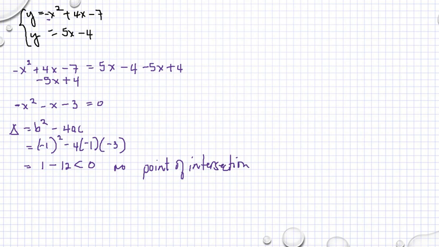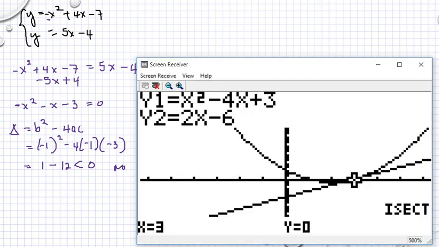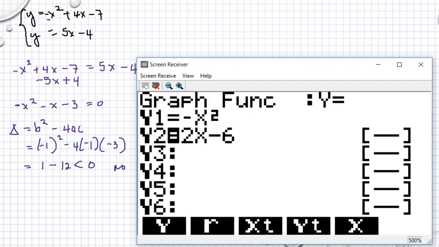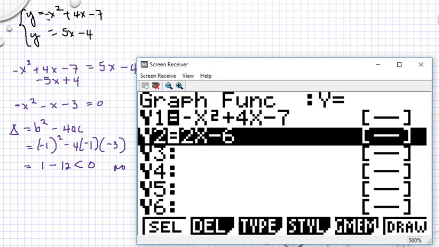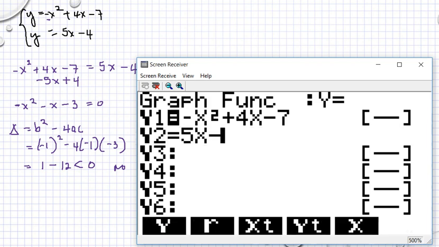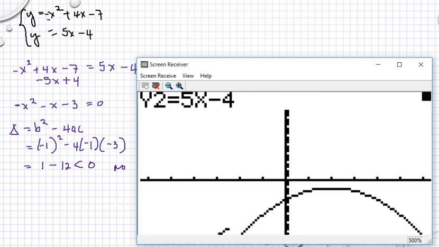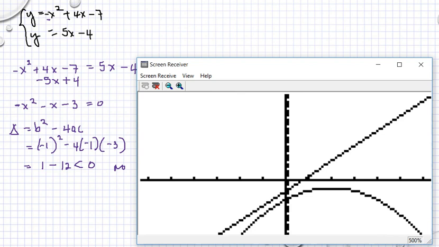And then we will see with our calculator if that's true. We have exit there. Negative x squared plus 4x minus 7. And then we have 5x minus 4. Draw. As you can see, there is no point of intersection between the two functions that we have drawn.